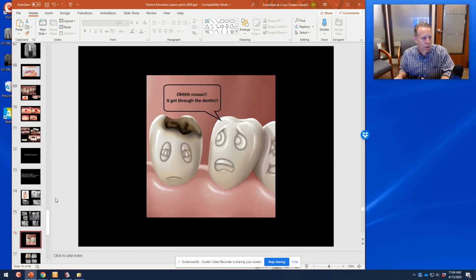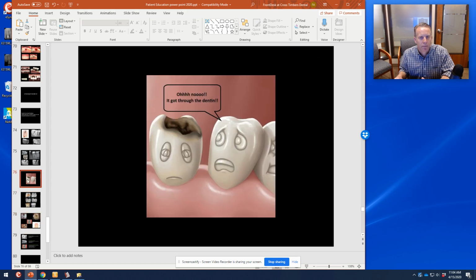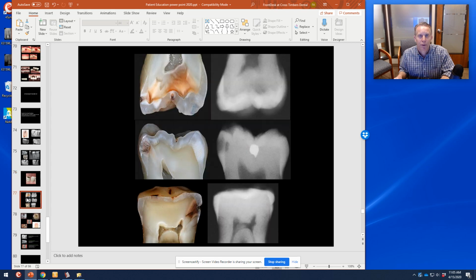Here's a cute little cartoon basically saying, oh no, it's gone through the dentin. Well, how do we know how deep these areas of decay have gone through the dentin? And this is what makes it kind of tricky. This is why we say there's a possibility of a root canal. We may even attach some kind of percentage to it.